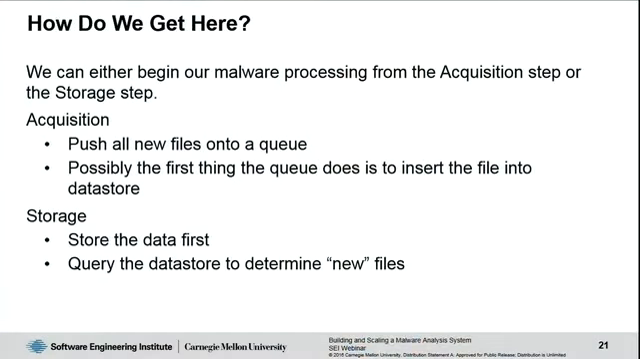And we need to point out how we get the data to the processing step. There's a couple different ways. One is you could have the acquisition system put all the files onto a queue and start working at them one at a time, and work from there. Or you could have this storage system where you're storing the data first, and then you have something else that periodically polls the storage system and says, okay, what's the new stuff that you got since the last time?